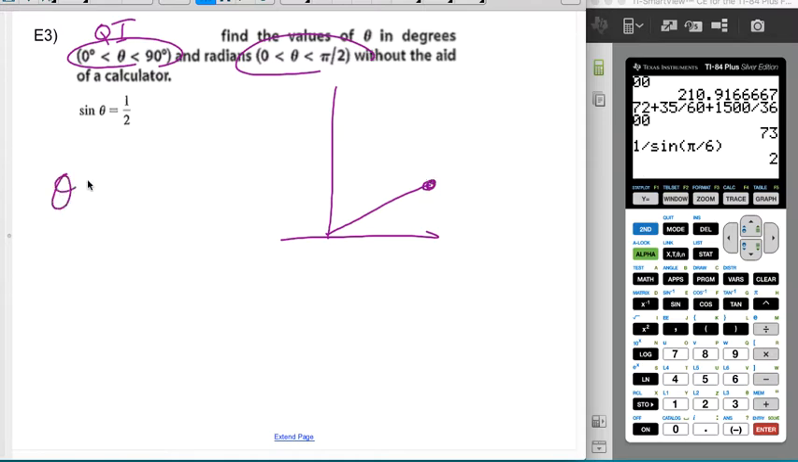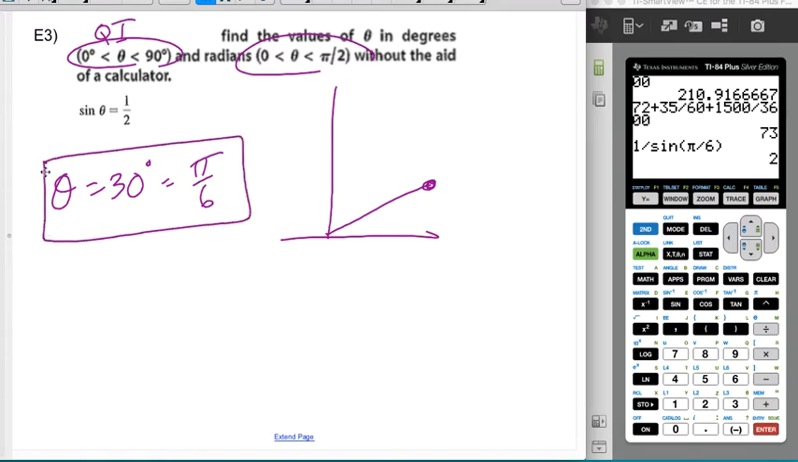So my answer is that theta is 30 degrees, which is the same as pi over 6 radians, right? They're all the same. It's just a different way. It's like saying inches versus centimeters. It's the same idea, just a different measurement. I'm looking for where the y on the unit circle is 1/2, and that's at this spot, 30 degrees and pi over 6, same spot.